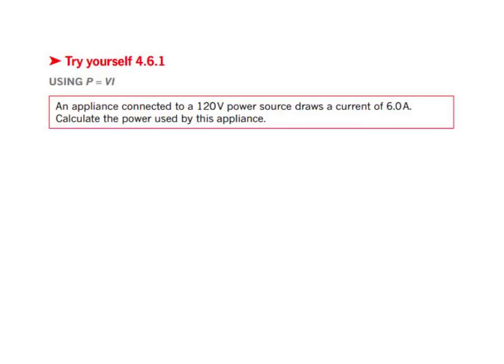Pause the video, see if you can answer it, and come back to see how you go. Okay, so hopefully what you did is a simple substitution here. P equals IV or VI, whichever one you want. The current they said was 6 amps and the voltage 120. So we're looking at 720 watts.